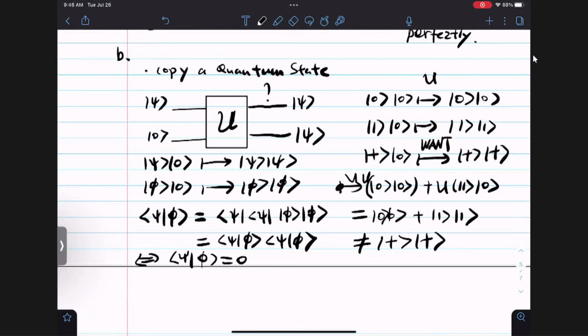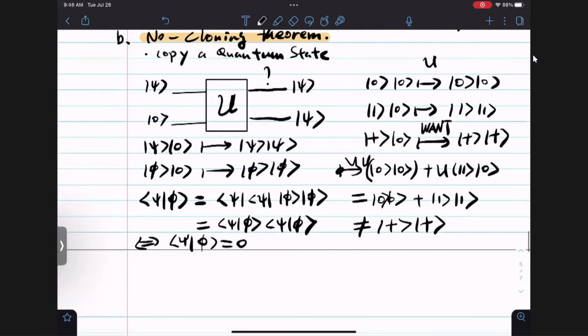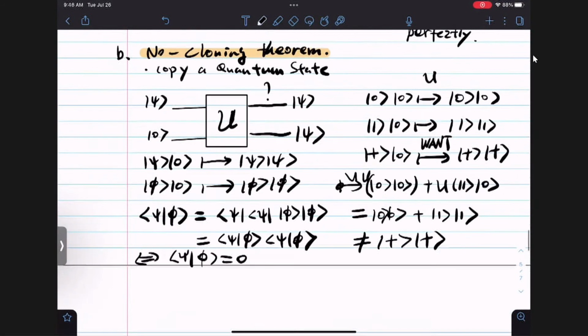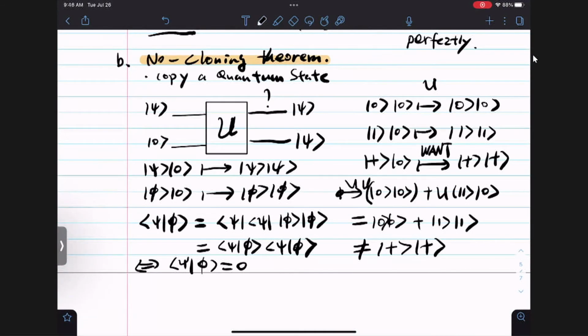Okay, but again, the general message here is an unknown quantum state cannot be copied in general. And this is the famous no cloning theorem, a very bizarre feature of quantum information. So again, what I showed you is not a complete formal proof, but just gives you some idea why this doesn't seem likely. Okay? Any questions about the no-cloning theorem?